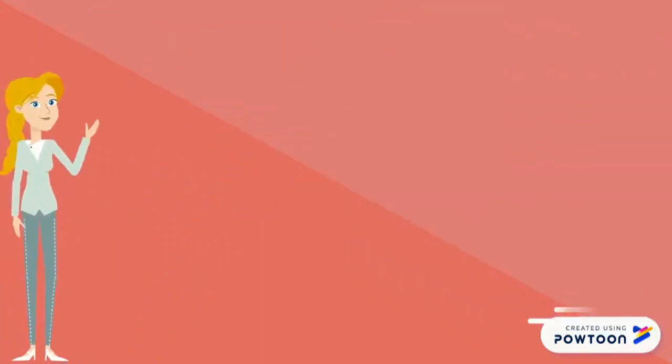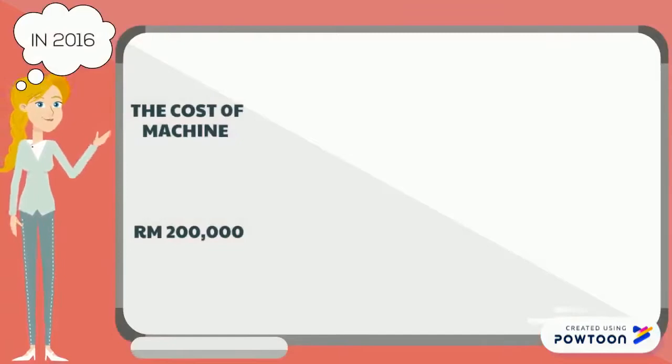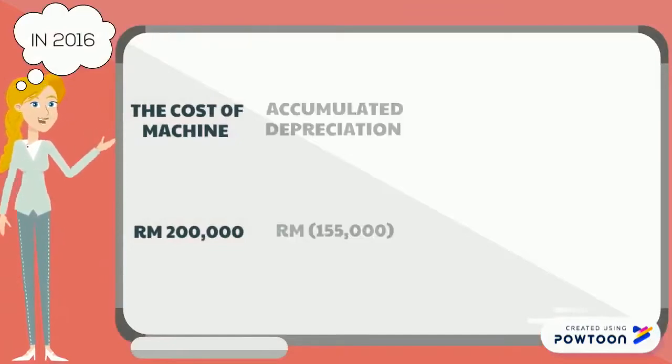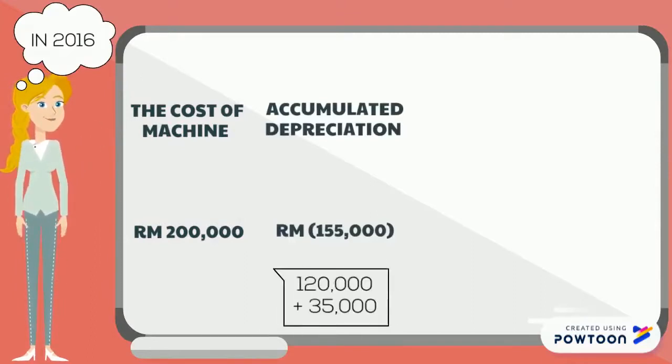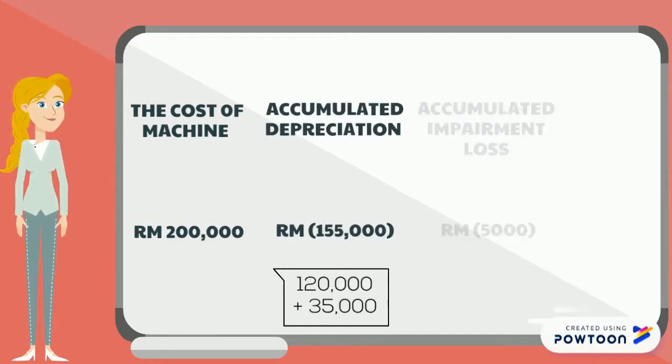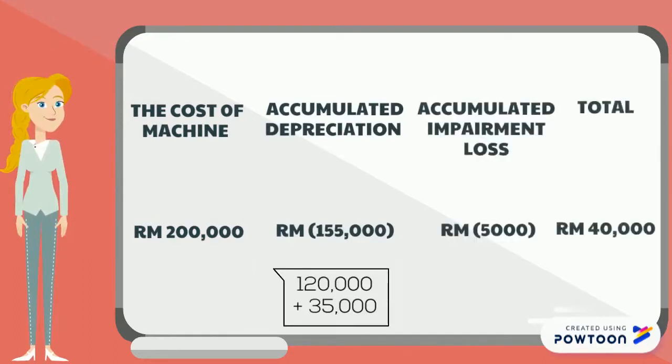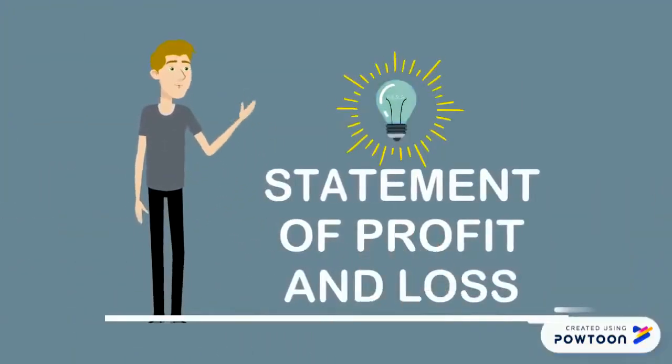In 2016, the cost of machine is 200,000. For the accumulated depreciation is 155,000. It comes from 120,000 plus 35,000. And for the accumulated impairment loss is 5,000. The total is 40,000. Statement of profit and loss.